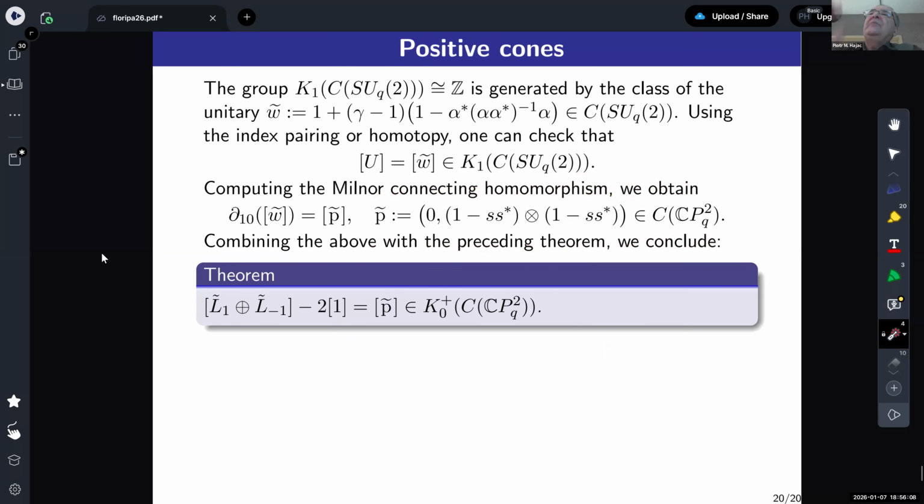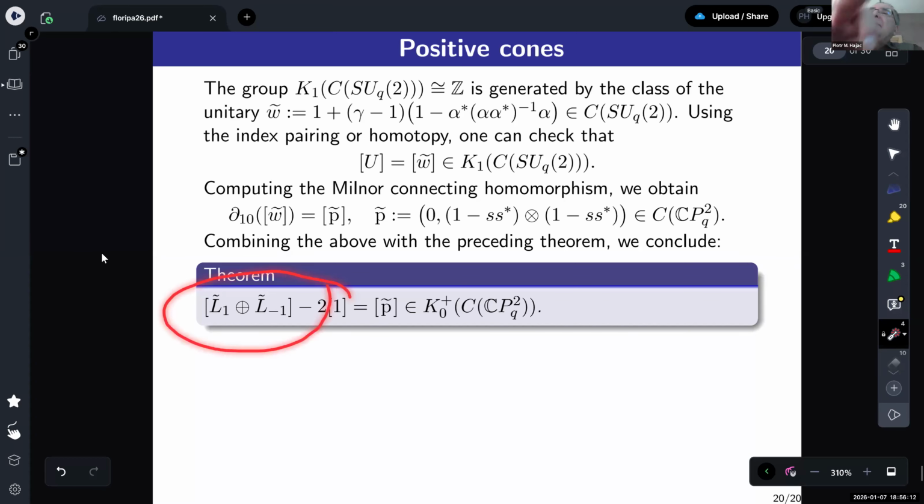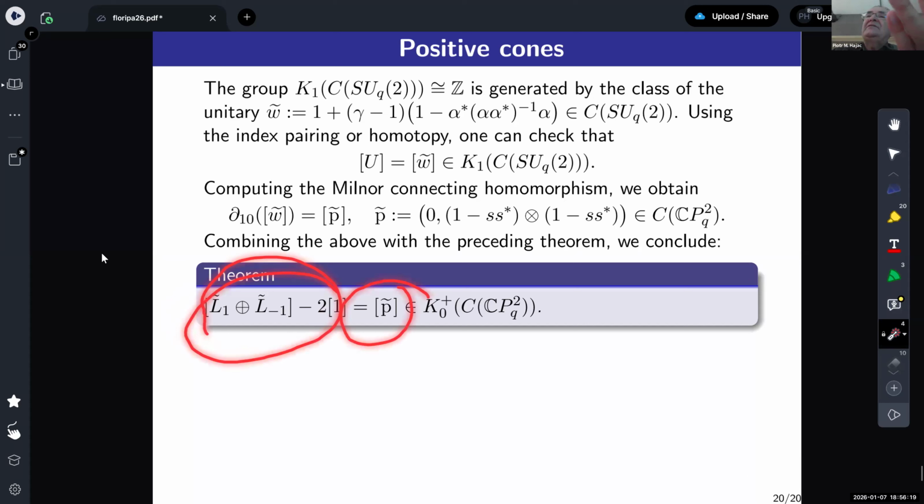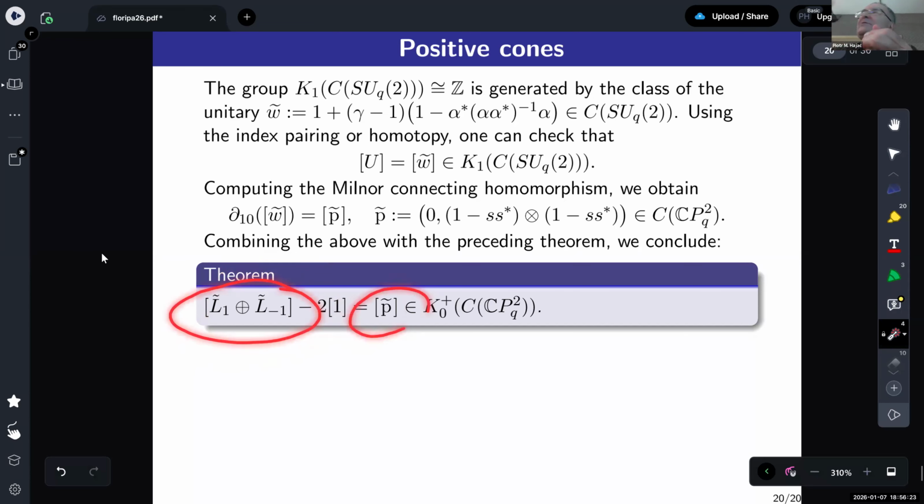And combining all this above with this preceding theorem, now we know that this generating element, because that's the image of Milnor applied to U, and this is the image of Milnor applied to W tilde, but the class of U is the same as the class of W tilde. So this K0 class must be equal to that K0 class. And here we get a certain miracle, because P tilde is a projection. So this means that this guy is in a positive cone.